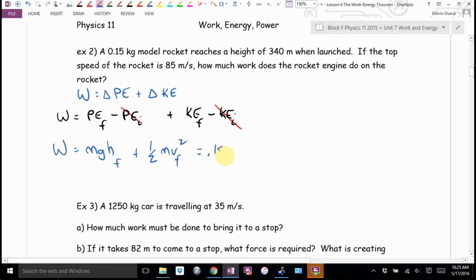0.15. Matt, what's g? Negative? No, scalar. Height, 340. Plus 0.5, 0.15, 85 squared.